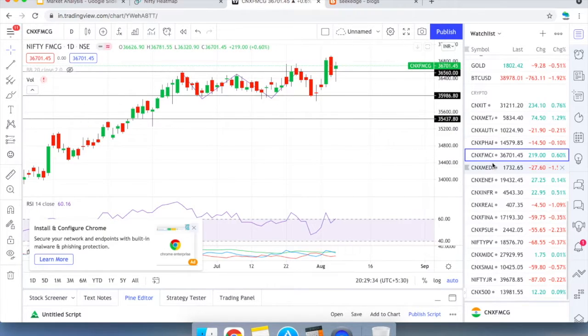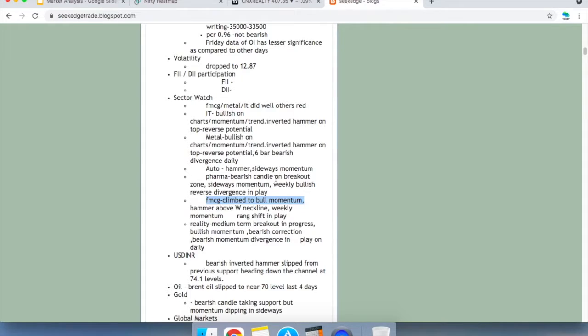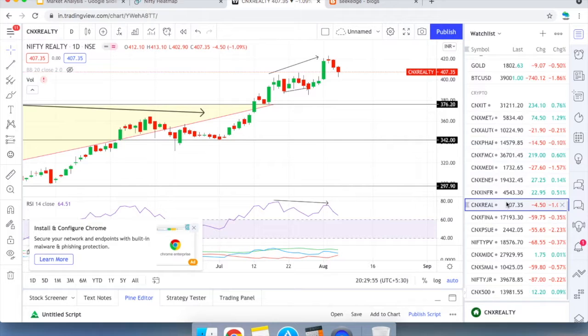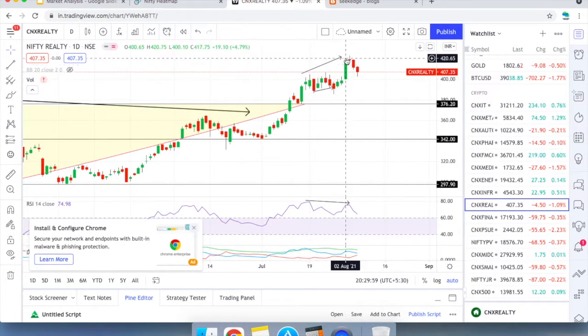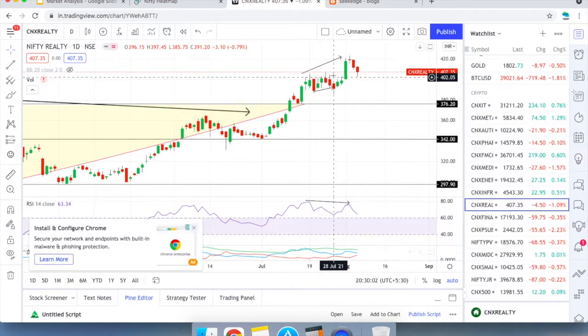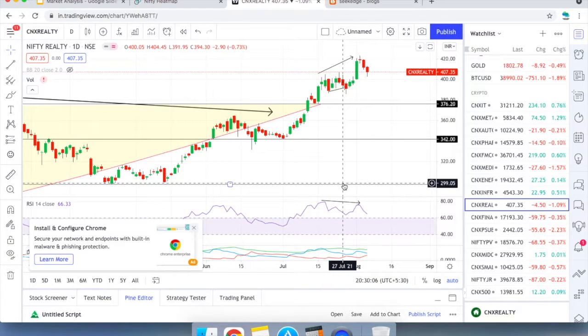So FMCG is doing good, and what is realty doing? Realty, a medium breakout is happening. We know that there is a rounding pattern, and there is bullish momentum, but there is a correction that is going on, and there is a bearish divergence that you have to be cautious about. Bearish divergence, right? Price is going up and momentum is coming down, so that correction is what is happening, right?